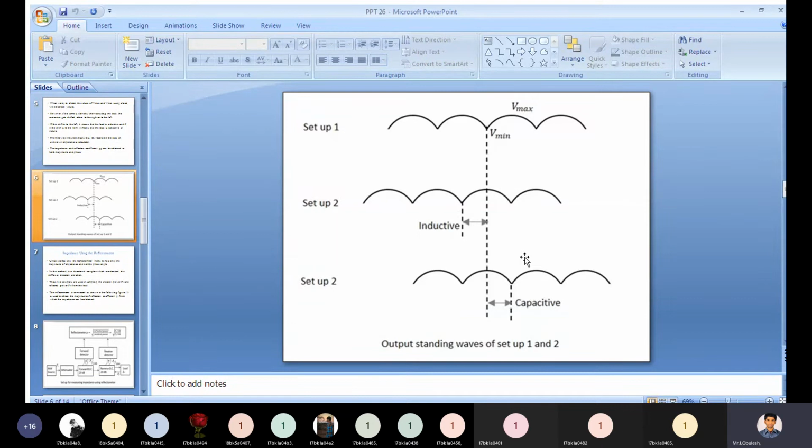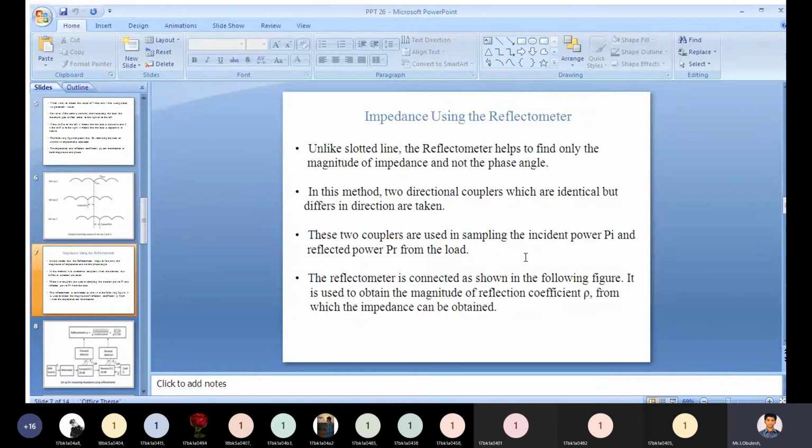What is the next one? Next one is impedance using the reflectometer. So instead of the slotted line here, you need to use the reflectometer, which will help to find only the magnitude of impedance and not the phase angle. This will help to find only the magnitude of the impedance.